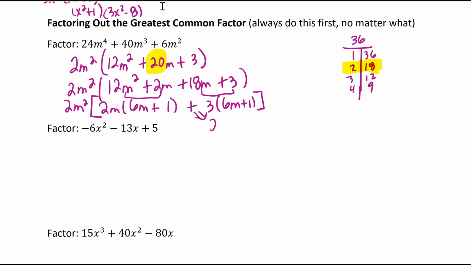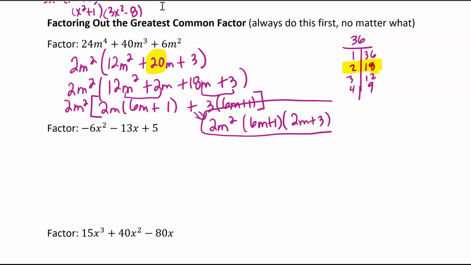So continuing this, we have 2m squared. On the inside, we're going to have 6m plus 1, because that's the common binomial factor, times 2m plus 3. So 2m squared times 6m plus 1 times 2m plus 3 is the right answer. Again, you don't have to write it in this order per se. It could have been 2m squared times 2m plus 3 times 6m plus 1. Let's move on to the next one.